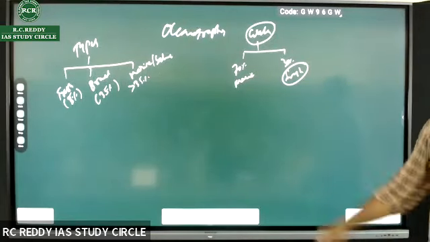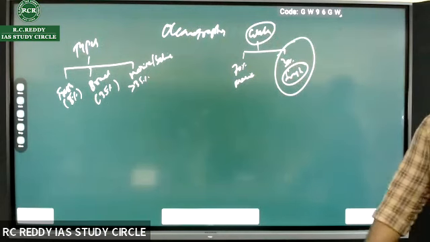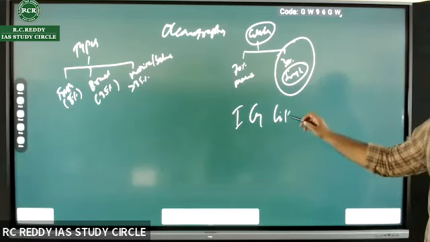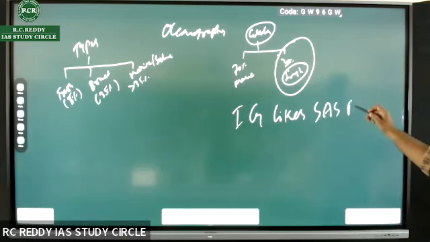And from there, when we look at this 30% fresh water, we see that these are sourced from different aspects. And one particular mnemonic that I always keep telling is IG likes SAS Bahu.